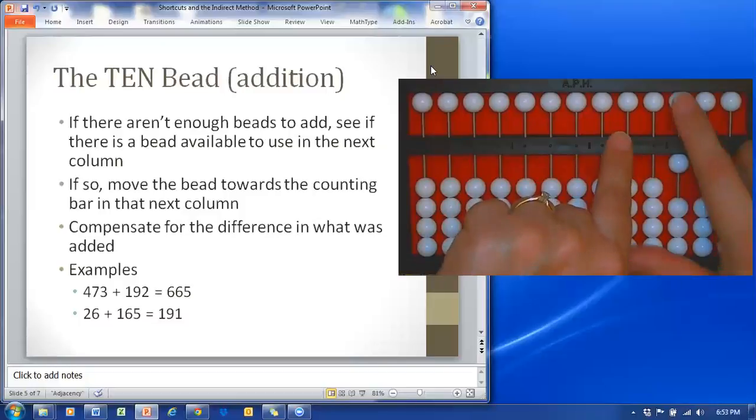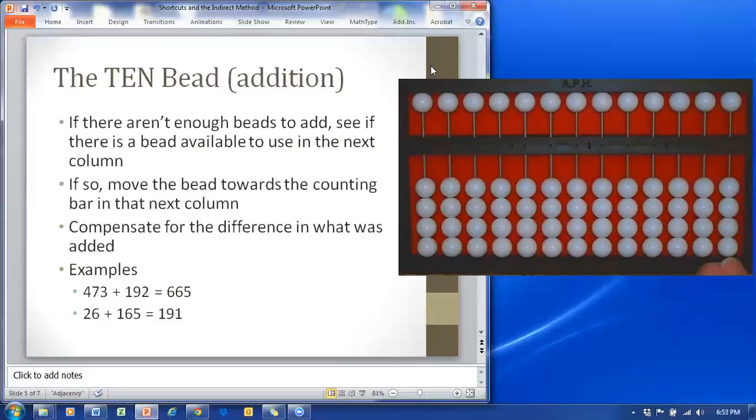Let's clear that one out and do one more of those. 26 plus 165. So 2 tens and 6 ones. I need to add 165. I'll go ahead and add the 100.